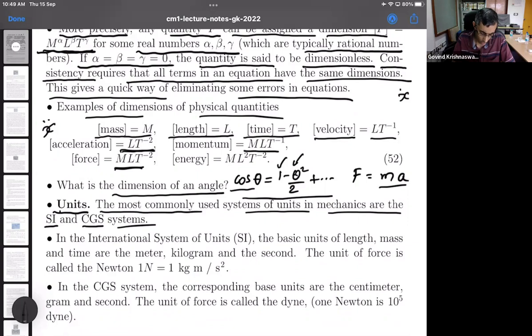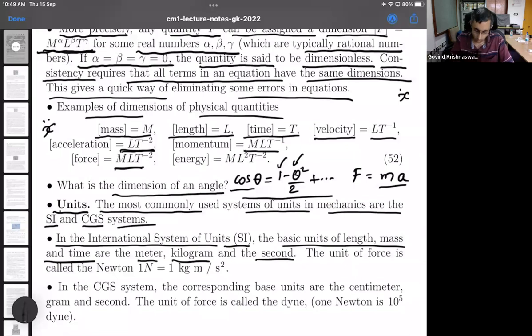In the international system, abbreviated SI, System International, the basic units of length, mass, and time are the meter, kilogram, and the second. So that is presumably familiar to you, and the unit of force is called the Newton, and that is 1 kilogram meter per second squared. So kilogram meter per second squared, MLT to the power of -2.